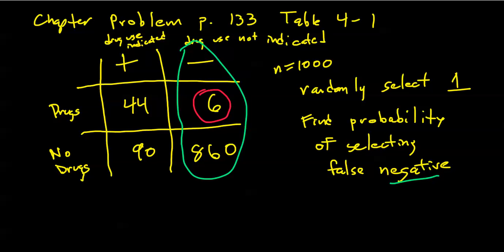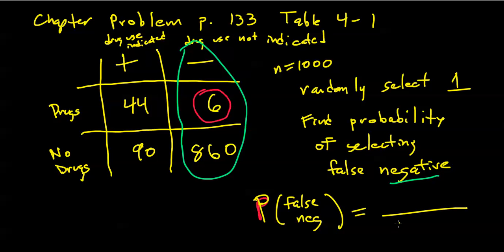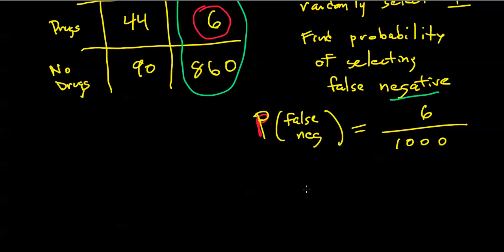Alright, so the probability, let me go back to yellow here. The probability of that one person being a false negative in this study, well, there are 1,000 people to choose from, and only 6 of them were false negative. So that means we come up with a probability of 0.006.